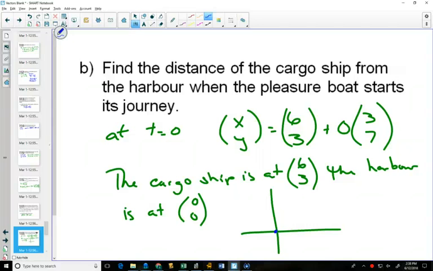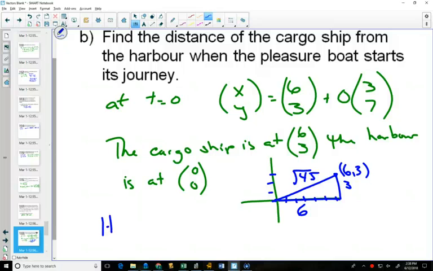Here's a picture. Here's 0, 0. Here's 6,3. You just need to find how far it is. You could just do a squared plus b squared equals c squared. So square root of 45, it is 3√5 kilometers away. So I just simplified the square root of 45 there.